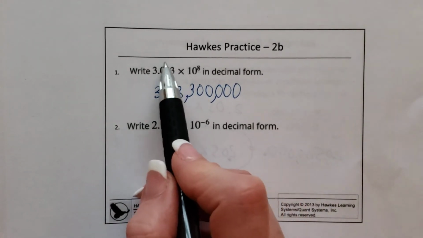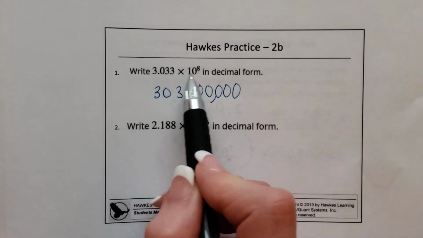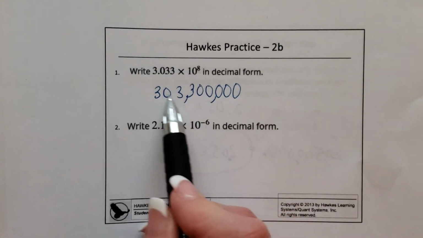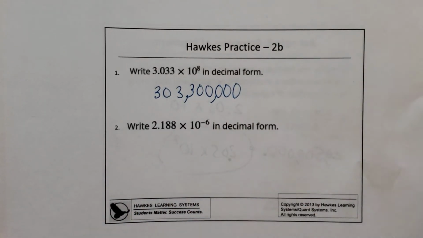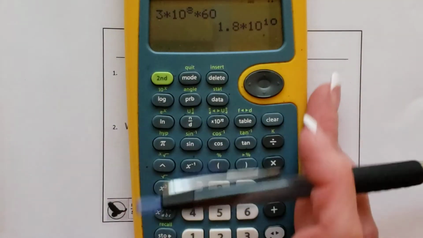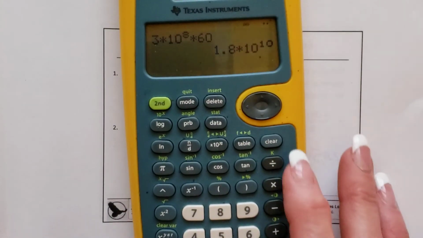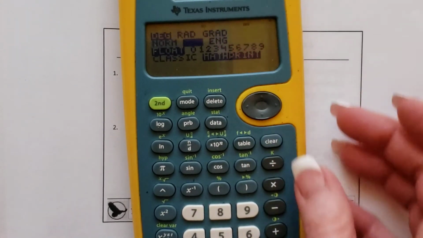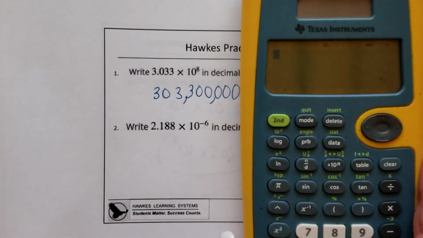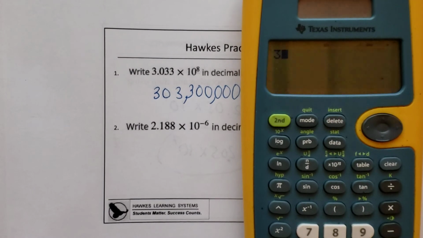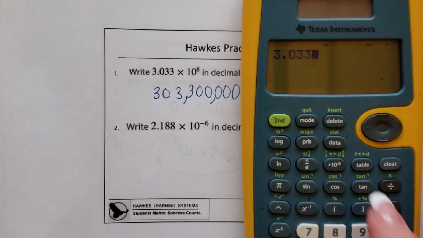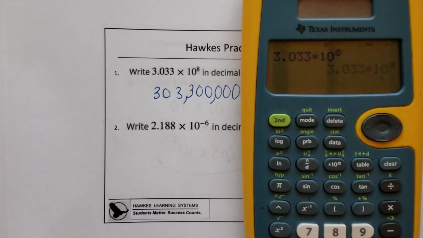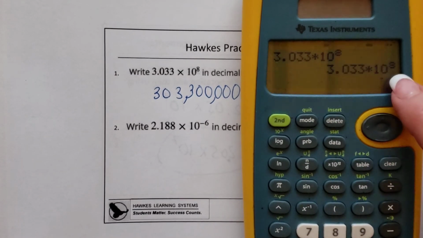If I type this in my calculator when it's in scientific notation mode and hit enter, it's going to tell me what this number is. Let me try that, make sure I'm telling you right. I'm putting it in scientific notation mode. I'm going to write 3.033 times 10 to the 8th. I'm going to hit enter. It's giving me the same number.